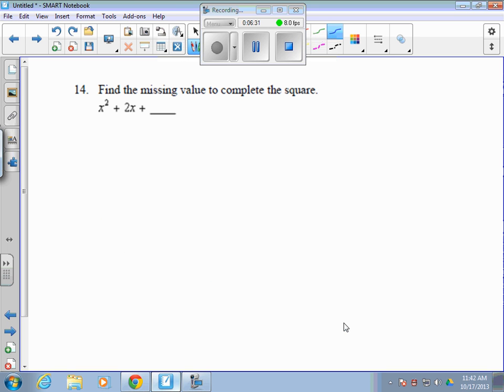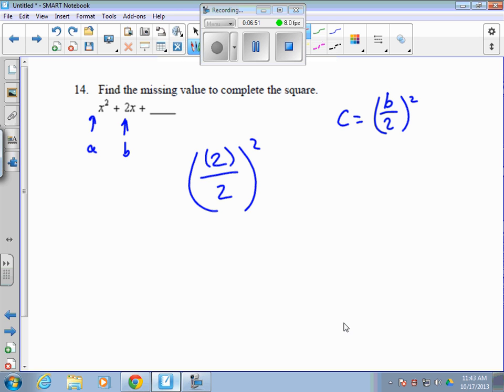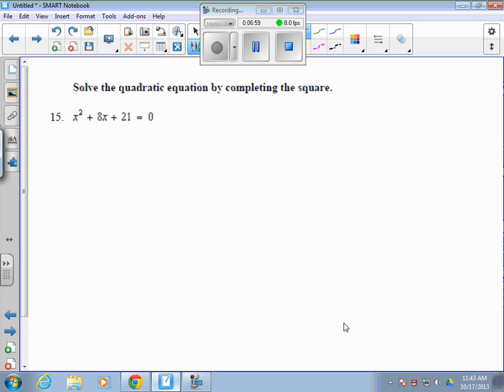Number 14 says find the missing value to complete the square. We're looking for c. Remember, c is b divided by 2 squared. So this is a, the one that's not shown. This is b, and then we don't have a c yet. So take 2 and divide it by 2, because that's your b value right there, 2, and square that whole thing. 2 divided by 2 is 1, and 1 squared is 1. So your c value is 1. So plus 1 is what you would put to complete that square.